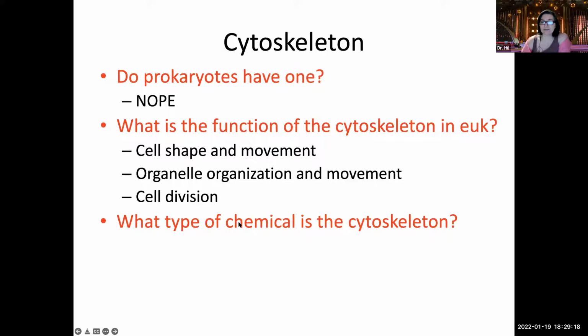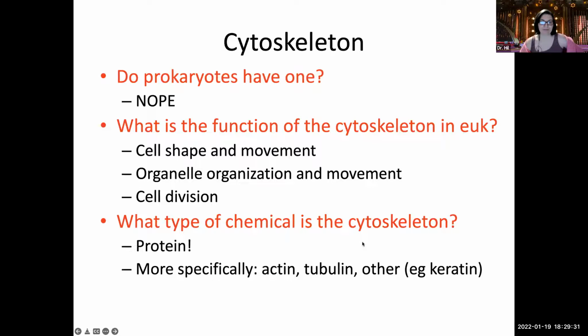What's it made of? Correct. It's made of protein. Now, more specifically, there's 3 types of cytoskeleton. Microtubules are made of a protein called tubulin. Microfilaments are made of a protein called actin. And then the intermediate filaments are made of a variety of different proteins depending on the cell type. For example, skin cells have keratin.